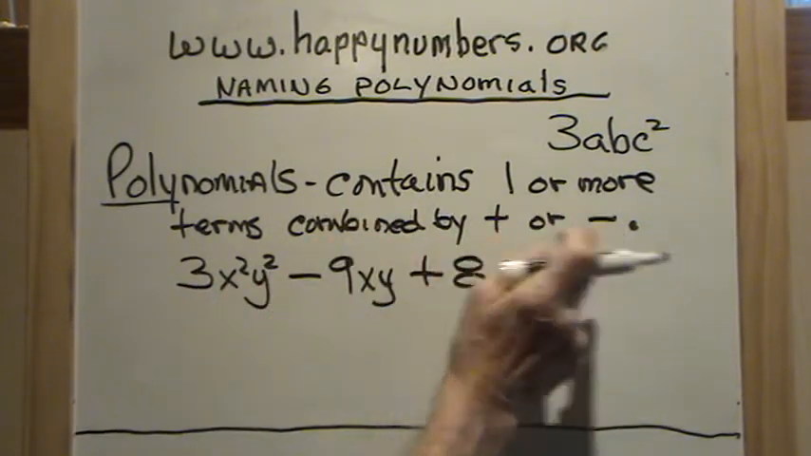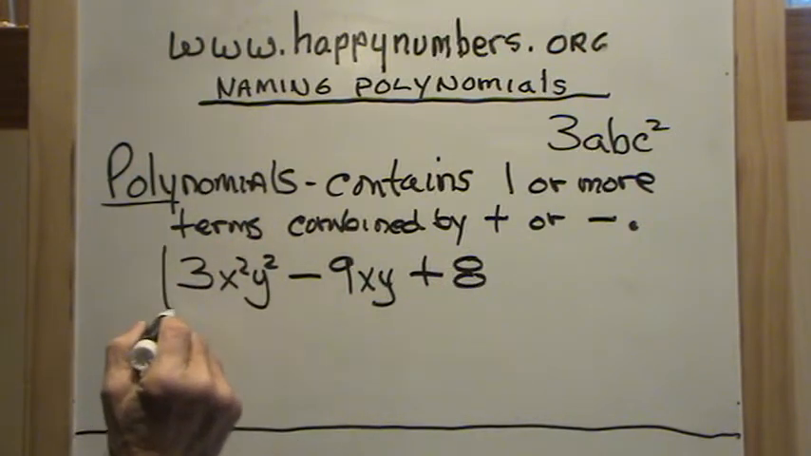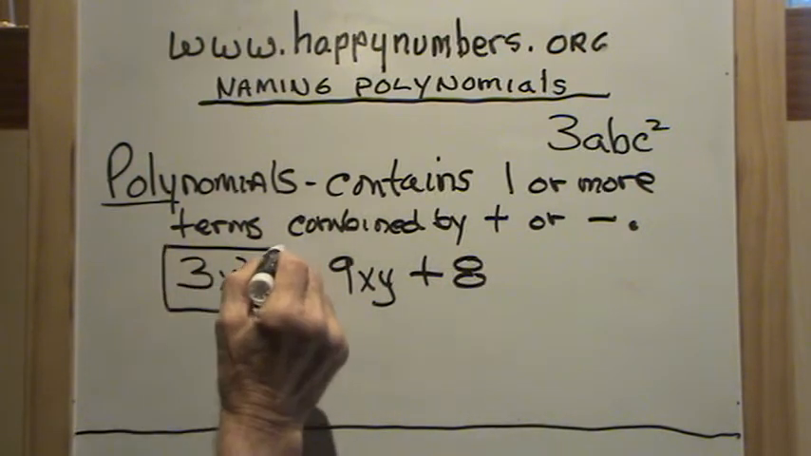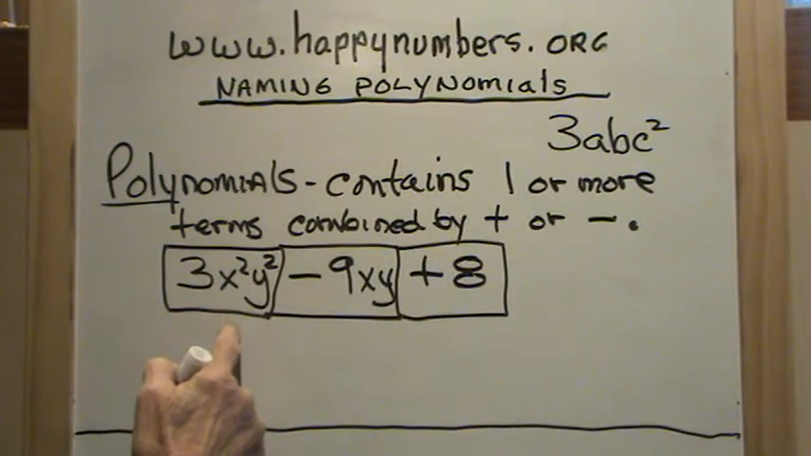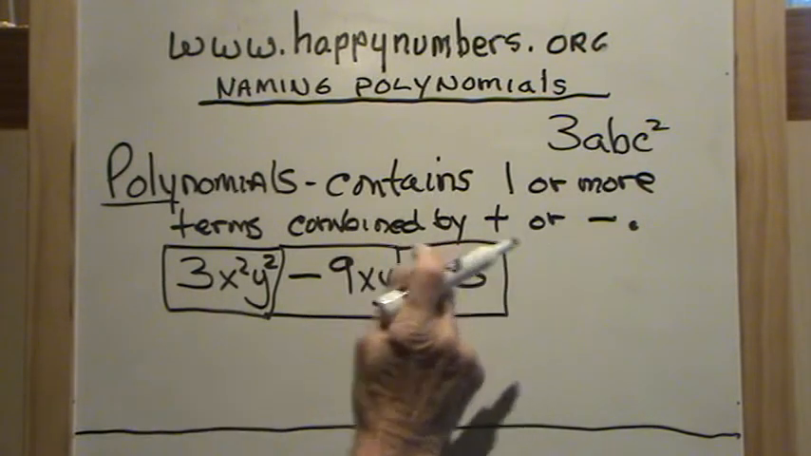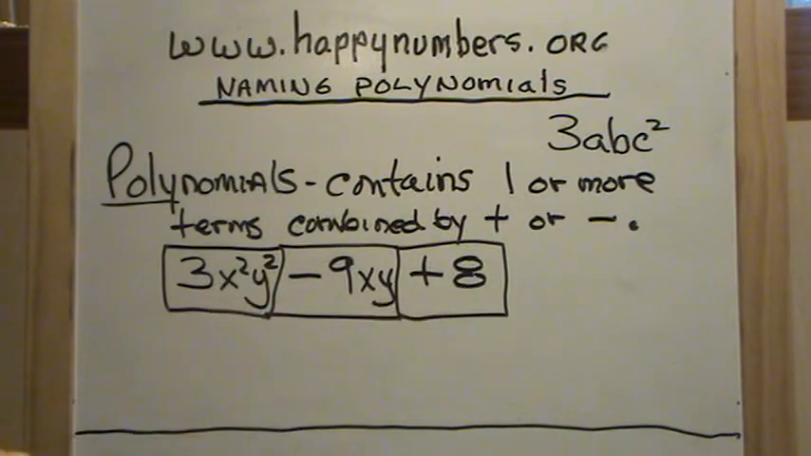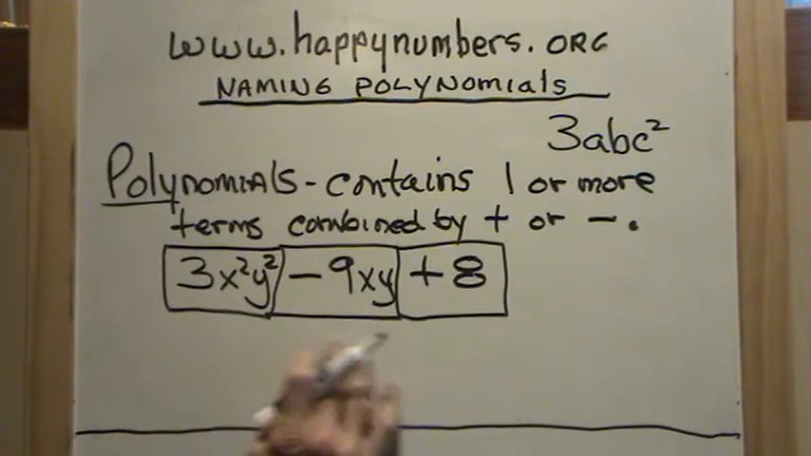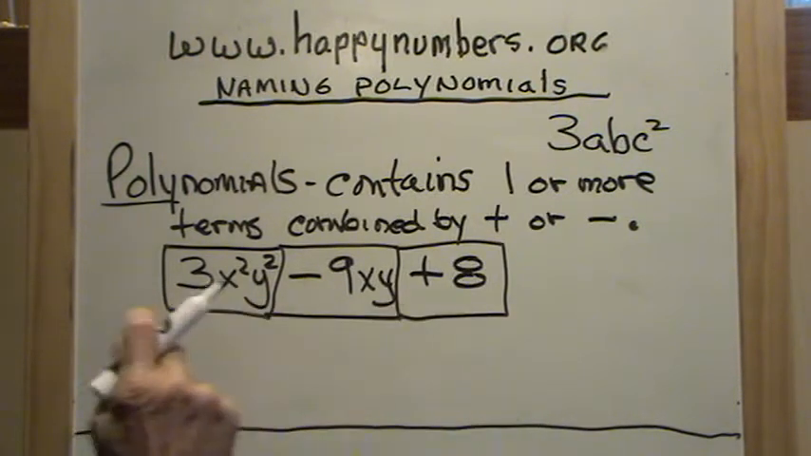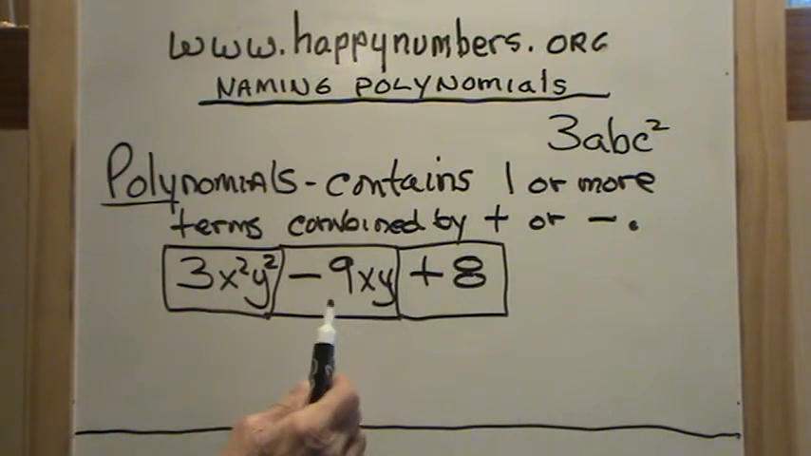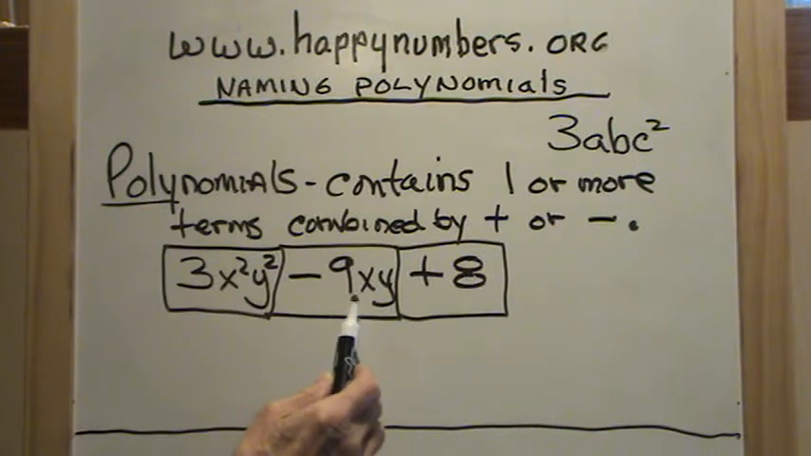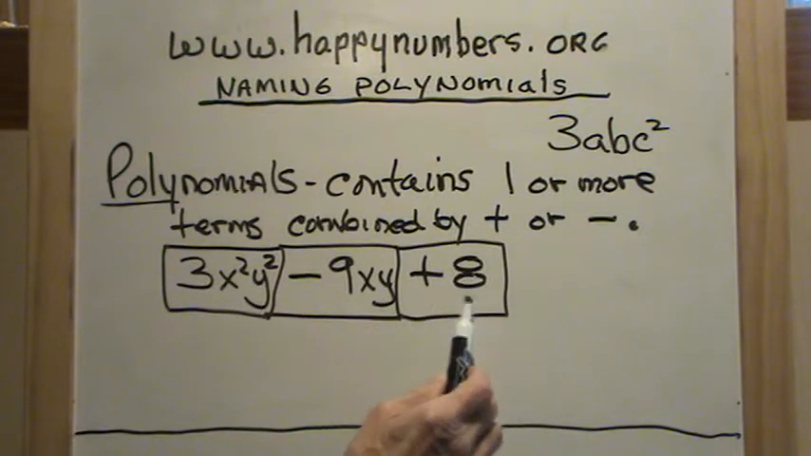It contains one or more terms. Well, here's one algebraic term right here. Here's another algebraic term. Here's another algebraic term. So this polynomial has three algebraic terms in it, and it's combined by here a negative and here by a positive. And the algebraic terms in this polynomial, by the way, are plus 3x squared y squared. That's the first. Second term is negative 9x times y, and the third is positive 8.